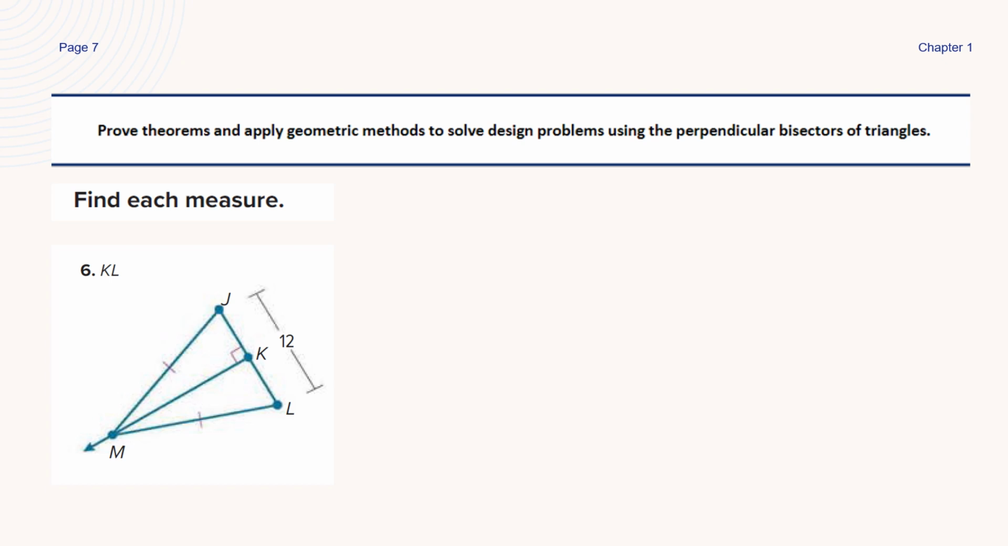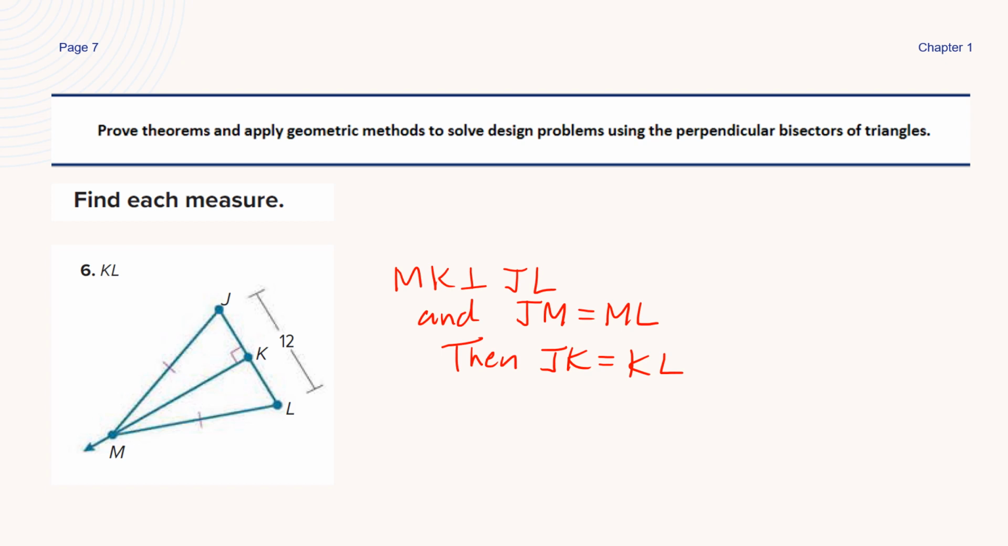Next, we apply the same theorem for the perpendicular bisector of the triangle to this question. Here you are given MK is perpendicular bisector to JL and JM is equal to ML. This marking is given. So when these are equidistant, then JK should also be equal to KL. Now the whole length is given to be 12. So if both are equal, it means it is equal to 6. So therefore KL is equal to 6, half of 12.